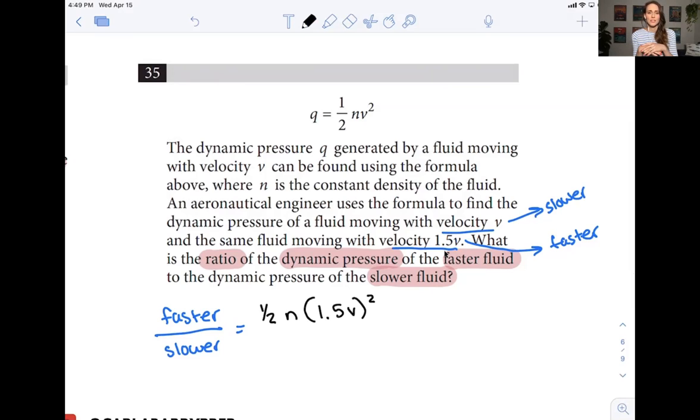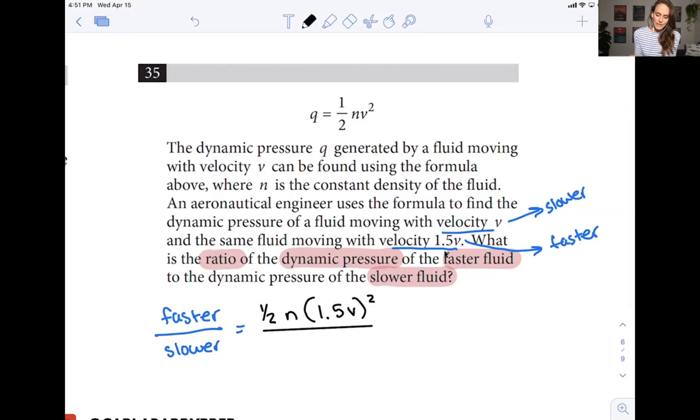Using parentheses will be critical for these equations. Always use parentheses and make sure you put everything inside of them. The most common mistake here would be to just put 1.5 n 1.5 v squared, like this, and not square that 1.5. That will not give you the right answer.